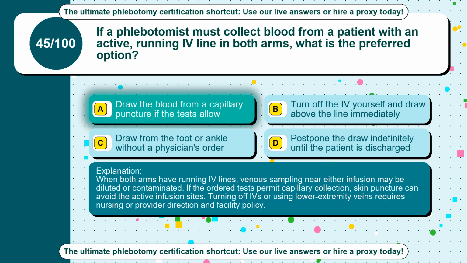When both arms have running IV lines, venous sampling near either infusion may be diluted or contaminated. If the ordered tests permit capillary collection, skin puncture can avoid the active infusion sites. Turning off the flow or using lower extremity veins requires nursing or provider direction and facility policy.